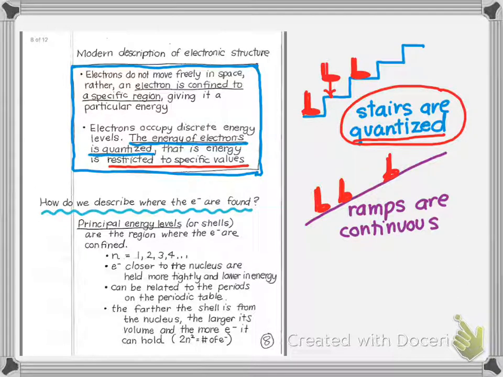So first they talk about what's called a principal energy level. It's kind of like a floor. If I had a building, this would be the floor that you're on. Sometimes, and you see here I put shells, because depending on who's writing it or what textbook, instead of principal energy level, they'll say principal energy shell. So if it says level or shell, it's the same thing. The principal energy levels are the region where the electrons are confined.